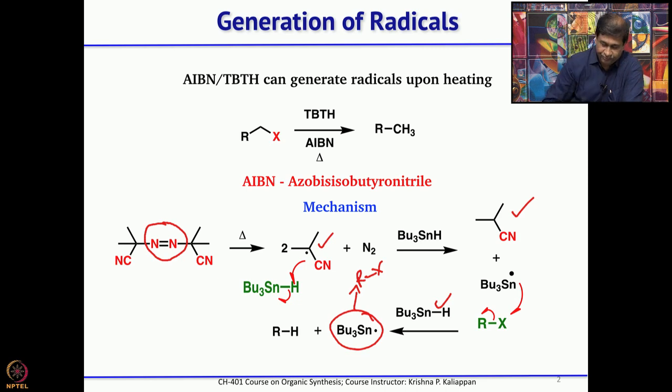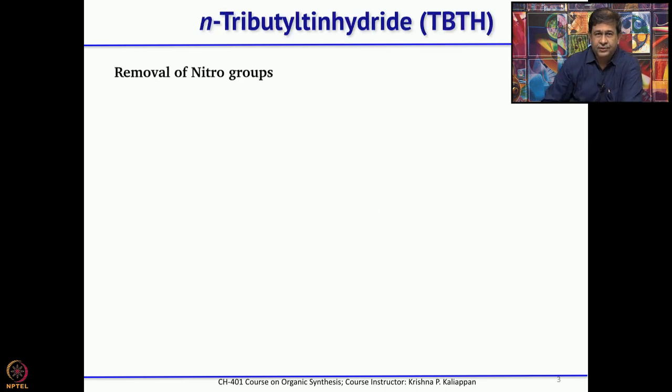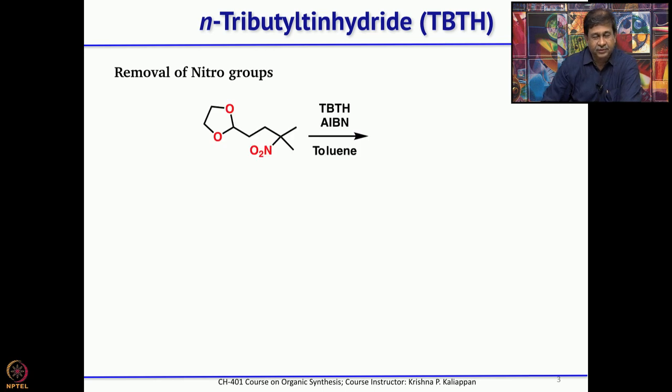And when you use tributyl tin hydride, as I said, you can also remove a nitro group. If you have a nitro group, the nitro group also can be cleaved. Instead of the nitro group, what you get in the product is hydrogen.